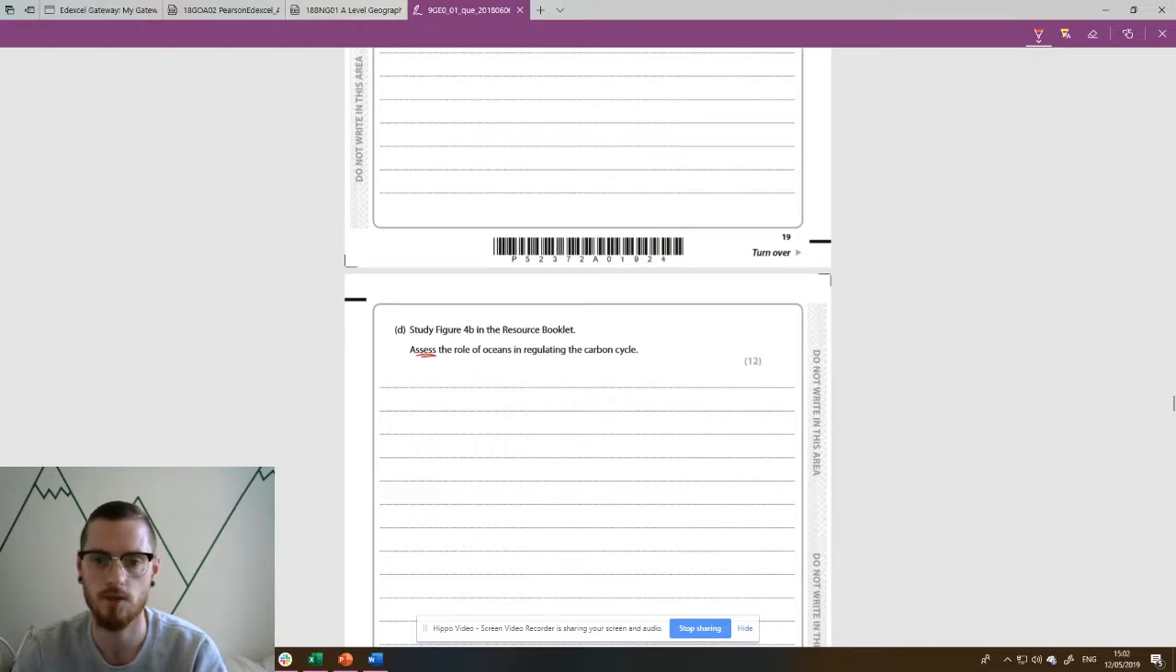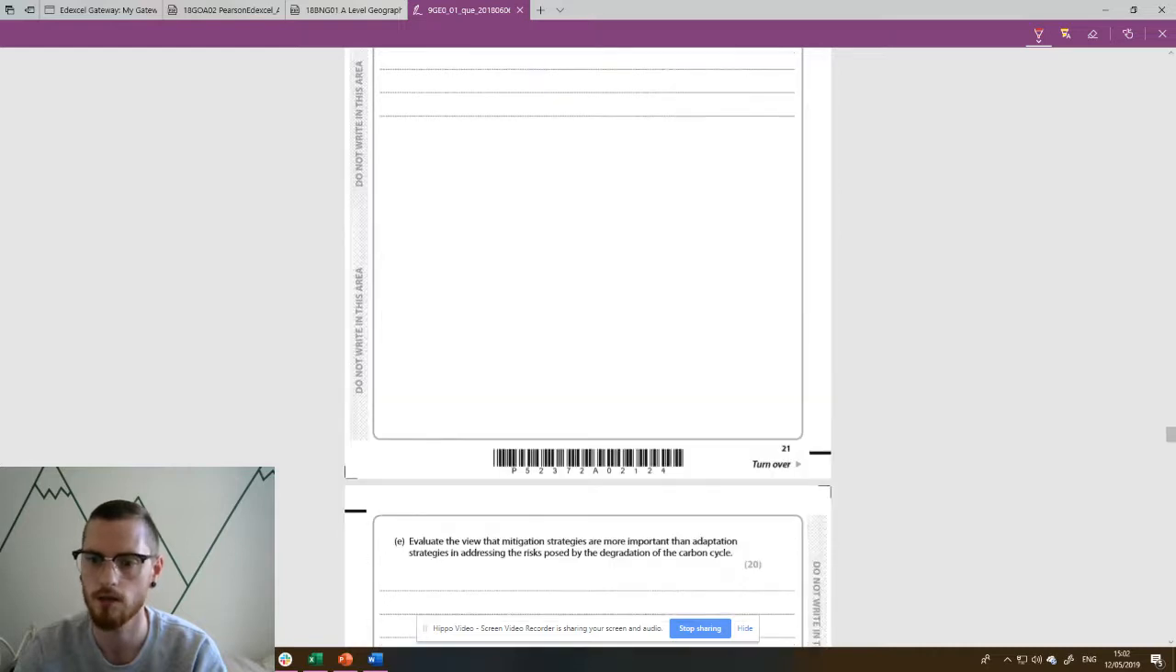And you've got an assess question worth 12 marks. Assess questions are always 12 marks. And then we're going to go into the 20 marker. Backtrack here. Here it is, the evaluate 20 marker.